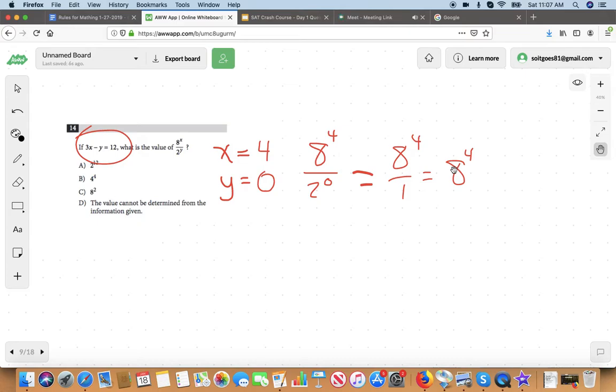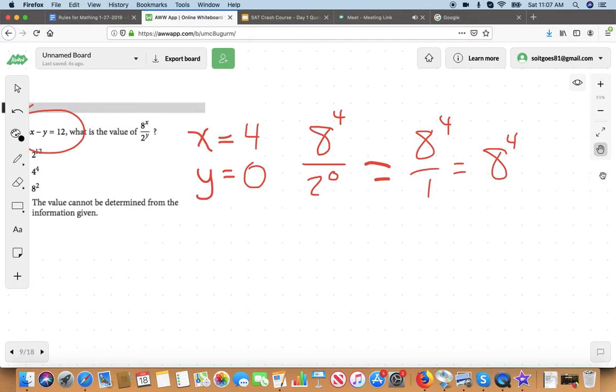So now, you might look at the answer and be like, I don't see 8 to the power of 4, which you don't see. That's okay. We can start eliminating some answer choices.